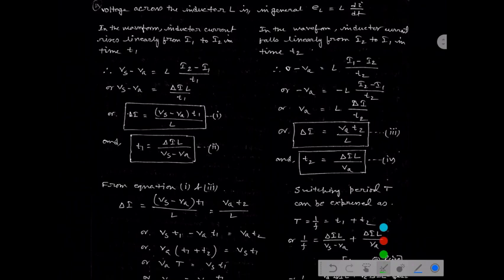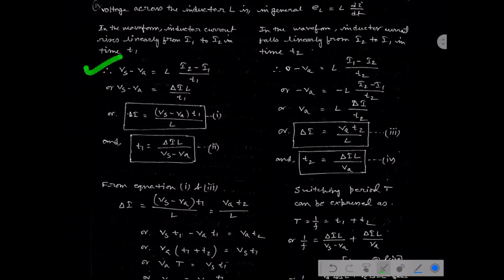The voltage across the inductor L, in the generalized form as we know from basic electrical, is EL equal to L di/dt. L is the inductance of the inductor, and di/dt is the rate of change of current with respect to time. The same thing happens in the waveform: the inductor current rises linearly from I1 to I2 in the time t1.